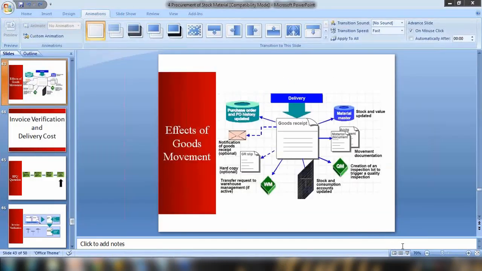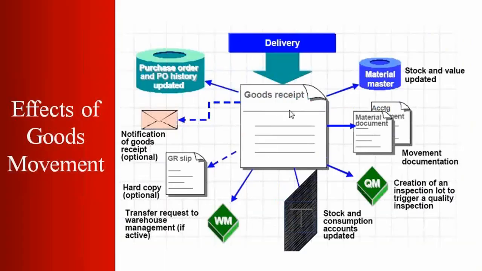Whenever in the system we do a goods receipt for a purchase order, that means we are creating a delivery. We receive the goods and now we want to add the goods to our own stock. So whenever you create the goods receipt, at the same time the system will update the stock of the material and the value of the stock. If you receive 100 pieces, it will add 100 pieces to the existing stock and will change the value of the stock as well.